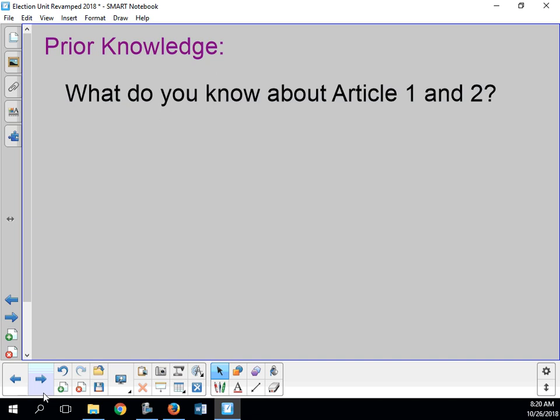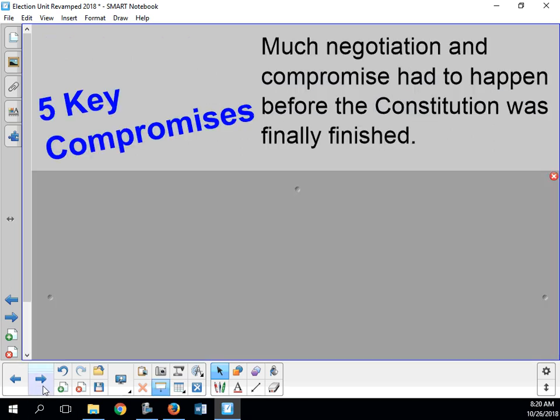They are appointed. The Supreme Court is. Now, further down the line, those courts are elected. We'll talk about that as we move forward. Excuse me, I'm sorry. All right. So let's start with this. 5 key compromises.